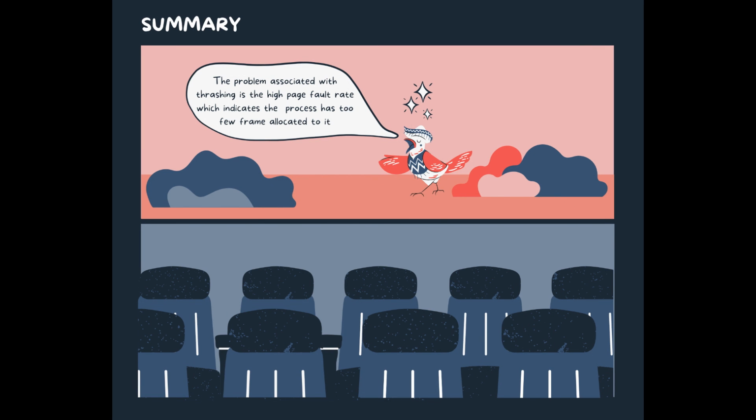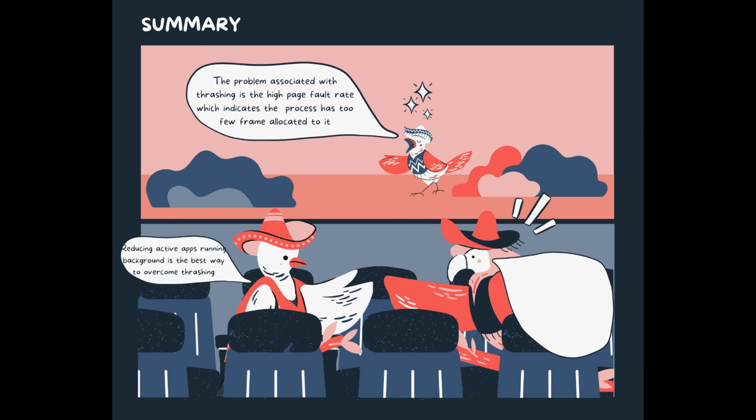The problem associated with thrashing is the high page fault rate, which indicates the process has too few frames allocated to it. Reducing active apps running in the background is the best way to overcome thrashing. Thrashing can be detected by comparing the level of CPU utilization versus the level of multi-programming.